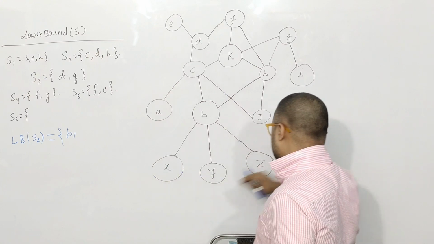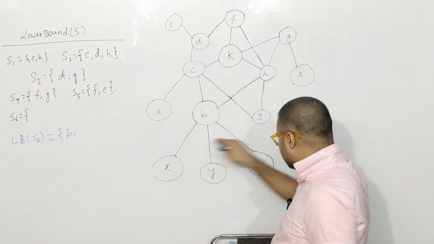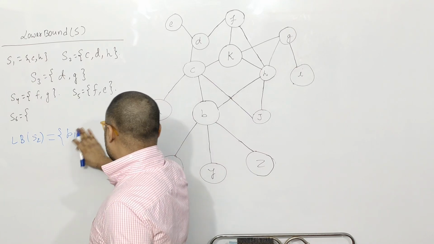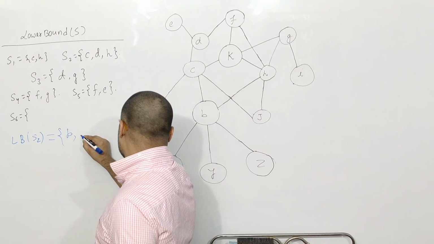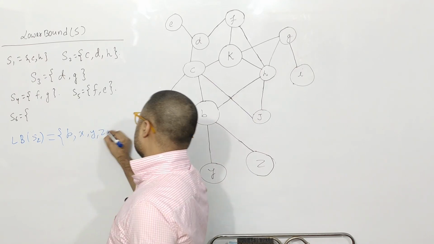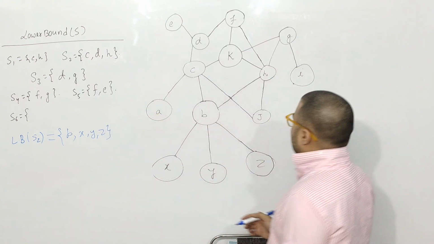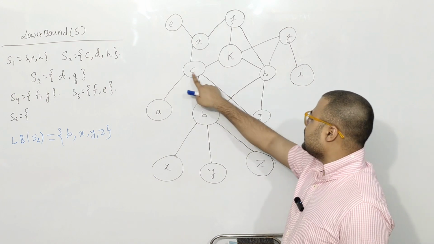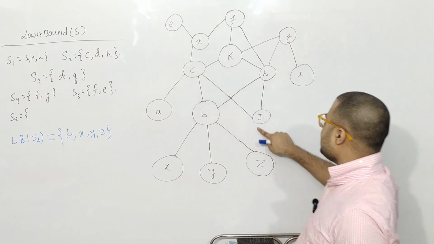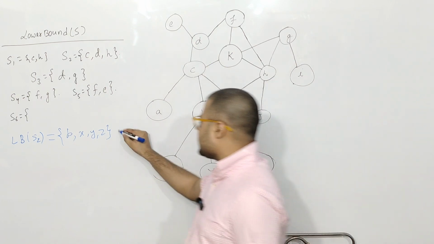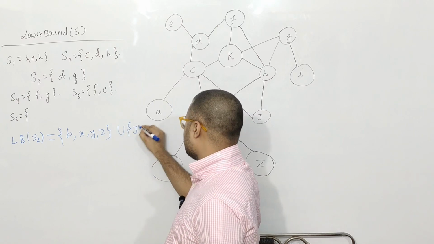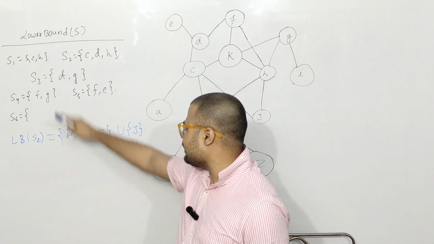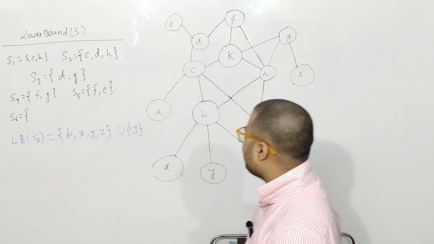So everything in the downward direction, all of these nodes will be part of your lower bound Z. Similarly, if you look at J, then J is related to C, J is related to D, and J is related to H. So union H, union J. The set is the same as the lower bound of S1 also.